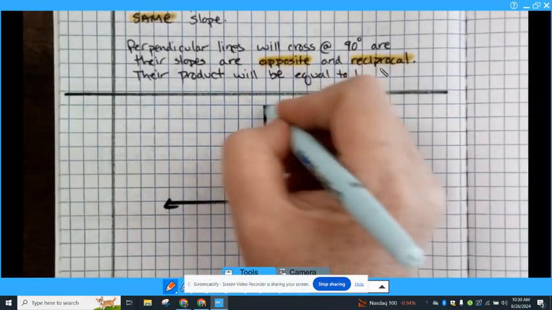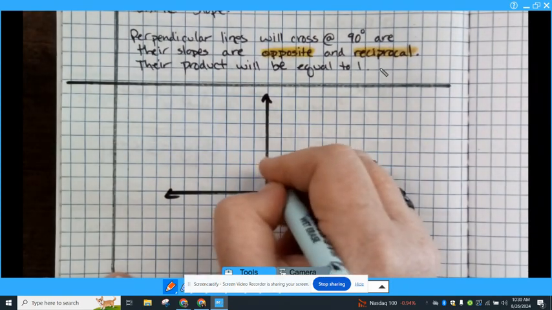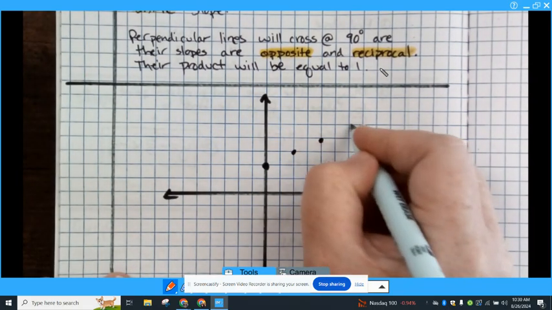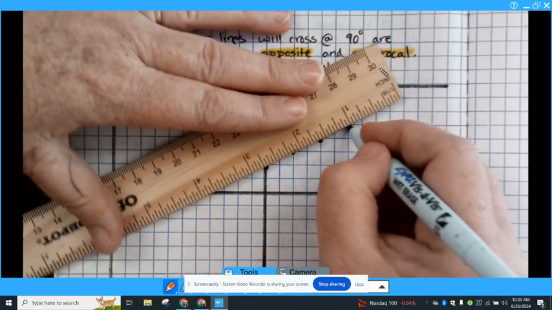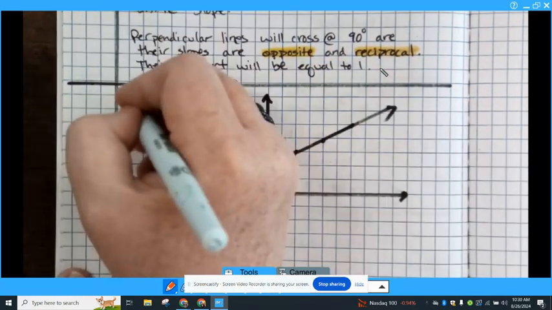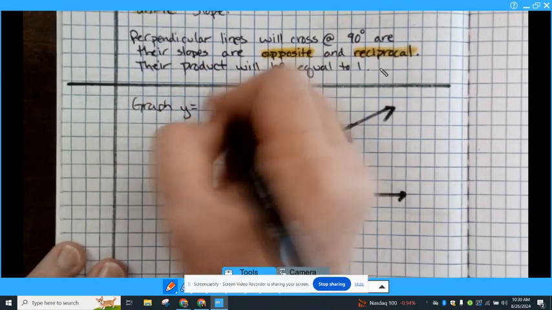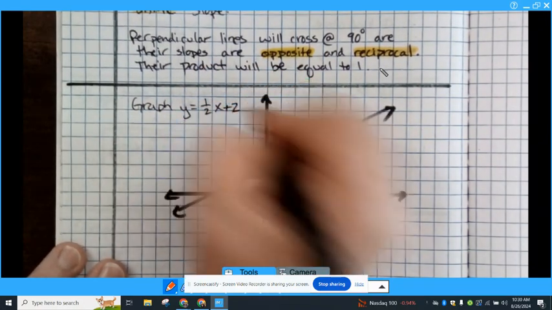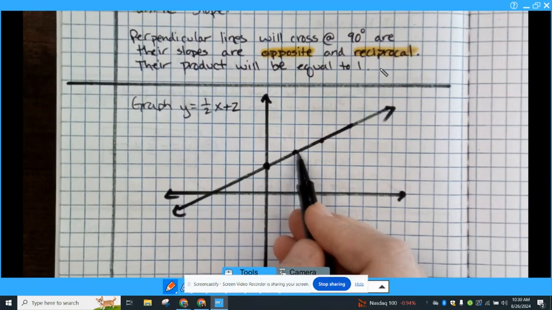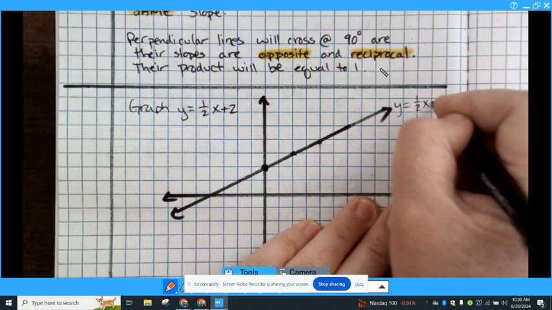So the line we're going to be comparing these to will have a y-intercept of 2 and a slope of 1/2. So this is going to be the graph of y is equal to 1/2 x plus 2. So our y-intercept is 2, and our slope is up 1 over 2. I'm going to mark that as y is equal to 1/2 x plus 2.